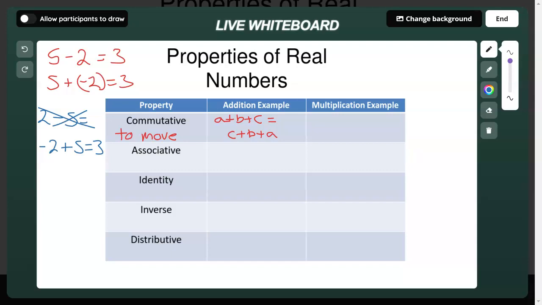So I can take a subtraction, rewrite as addition, and now I can apply the commutative property. And that's something that we do a lot in algebra, especially when we're simplifying some complex algebraic expressions. We rewrite as addition, we apply commutative, and then we simplify.